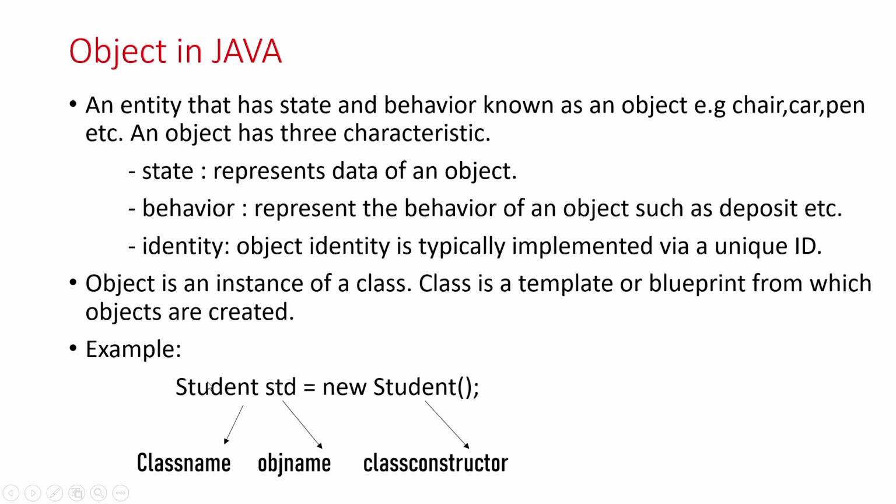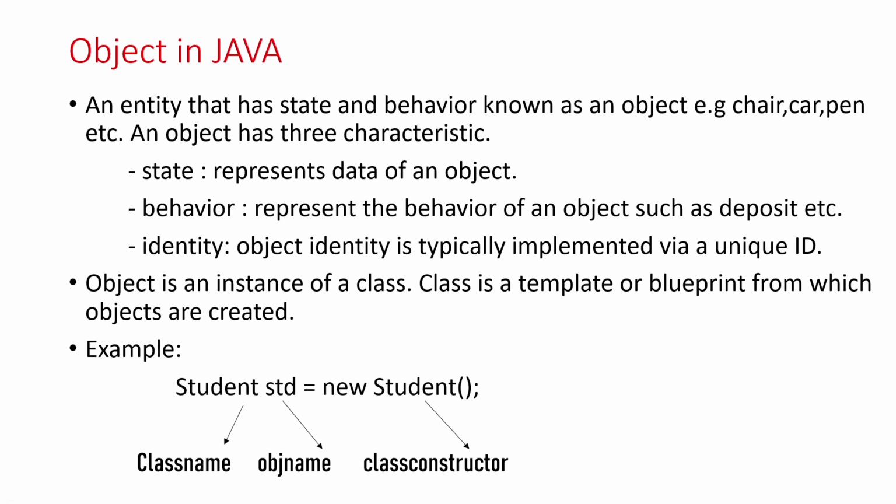So, the objects in Java. An entity that has a state and behavior is known as an object, right? Examples of objects in the real world are things like a chair, car, pen, a lot of things surrounding us that are nothing but objects. An object has three characteristics: the state, behavior, and the identity. State represents the data of an object. Behavior represents the behavior of an object, such as deposit, then withdraw.